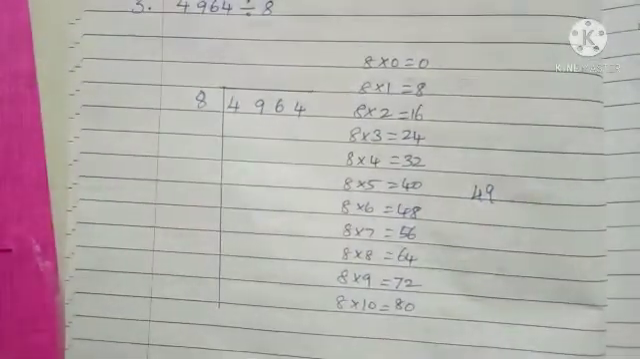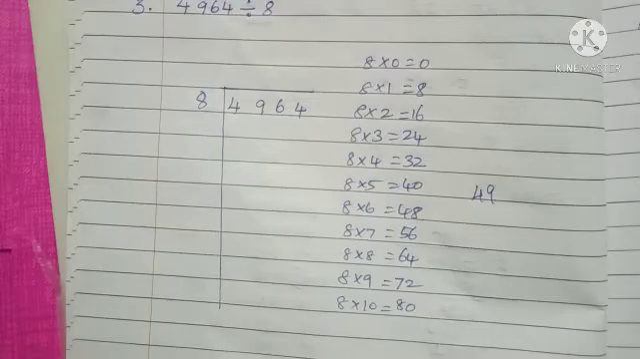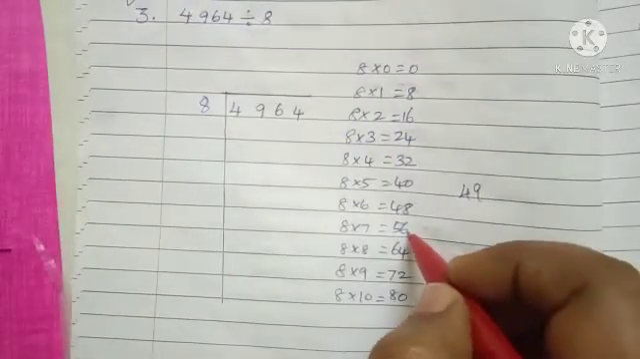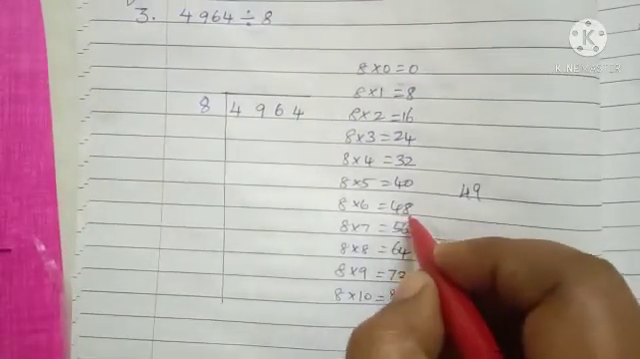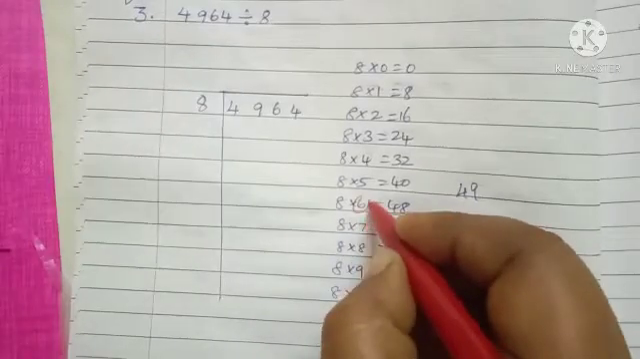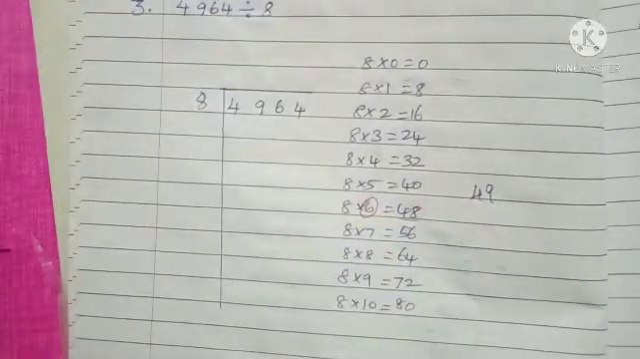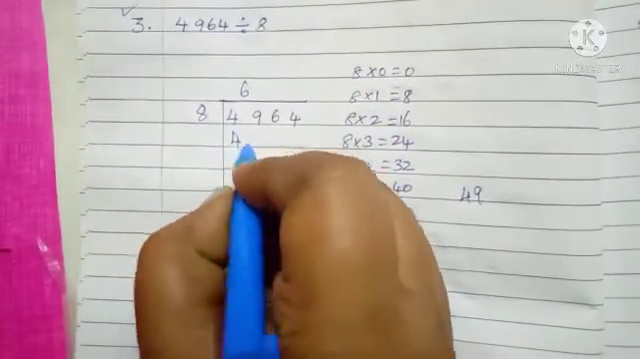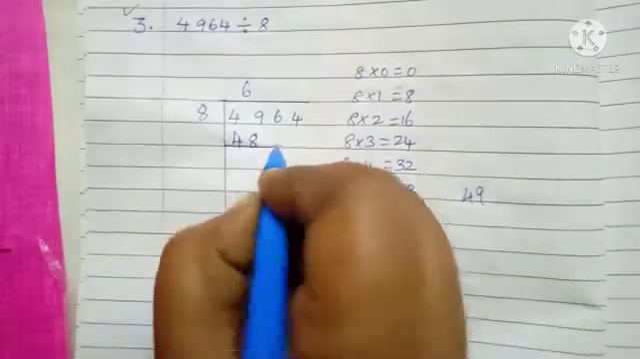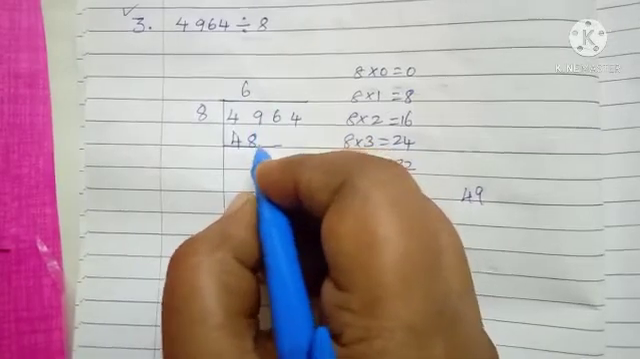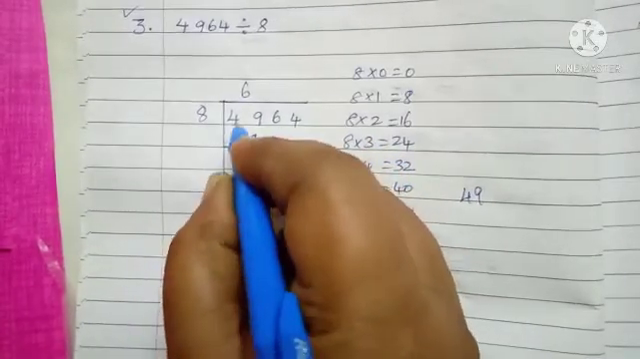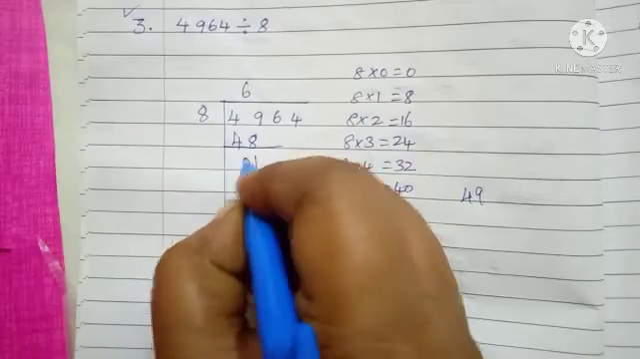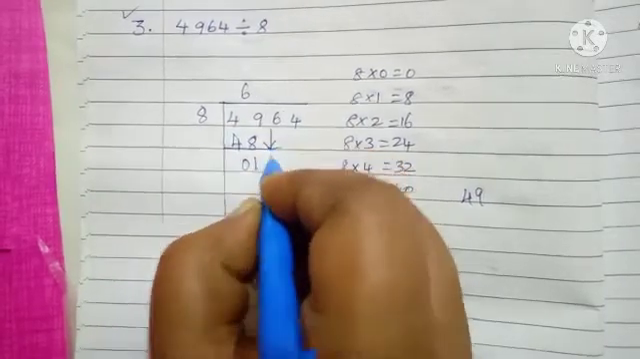Before that number, the products you get here are 48 and 56. So 48 is the before number. So you put 6 times. So 8 table, 6 times 48. Do the subtraction now. 9 subtract 8, 1. 4 subtract 4, 0. Then you take the next number, 6.